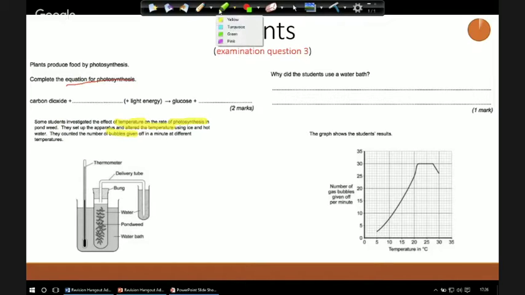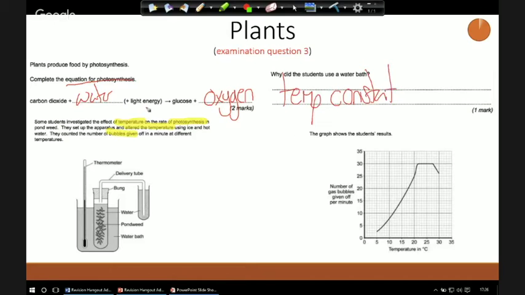Well, very simply, for part 1, this is our photosynthesis equation. So we've got water with our carbon dioxide and our light energy, and our byproduct is oxygen. For this particular question, they are using a water bath because a water bath will keep our temperature constant. They are looking at different temperatures, but you always want that temperature to be constant.